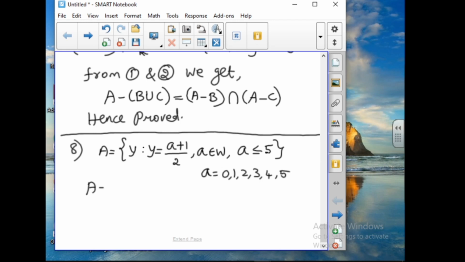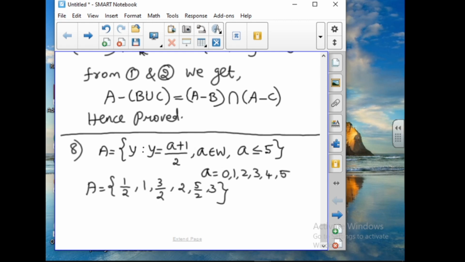So A is equal to 1 by 2. Each A value you have to apply in Y. If you apply 0, 0 plus 1 is 1, 1 by 2. If you apply 1, 1 plus 1 is 2, 2 by 2 means it will be cancelled, so you will get 1. Like this you have to find. So you will get 3 by 2, 2, 5 by 2, 3. This is the set of elements of A.